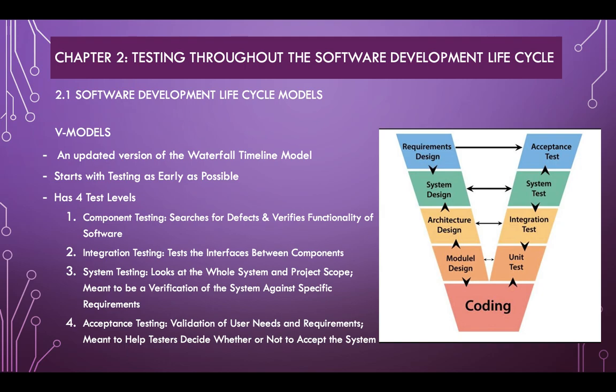In component testing, the testers search for defects and verify functionality of software. In integration testing, testers investigate the interface between components. In system testing, the testers look at the whole system and project scope. This is meant to be a verification of the actual system against the specific requirements. In acceptance testing, testers validate user needs and requirements. It is meant to help testers decide whether or not to accept the system.